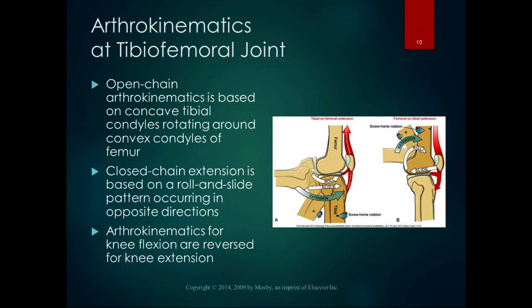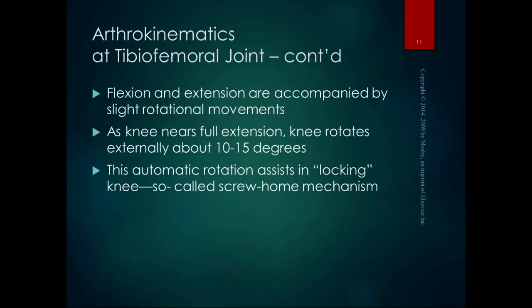When you're looking at regaining motion after surgery or after an injury, that's when this stuff really starts to make sense. Flexion and extension of the knee are accompanied by slight rotational movements. As the knee nears full extension, the knee rotates externally about 10 to 15 degrees. And this automatic rotation assists in locking the knee. It's called the screw-home mechanism.